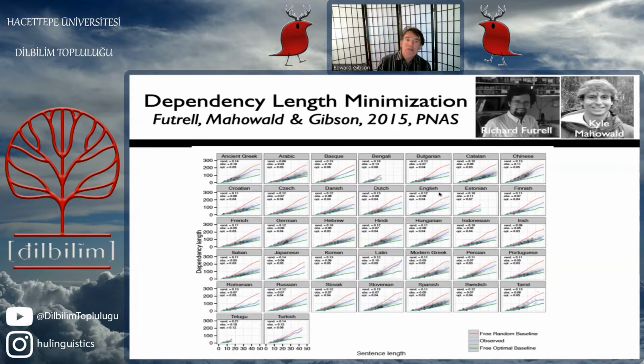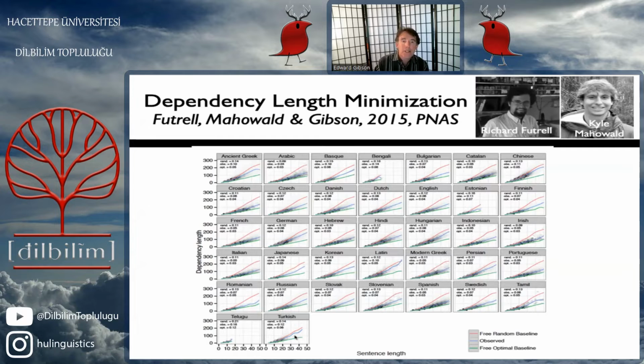Anyway, the point about this figure is that the red line is above the blue line for every language. So even that projective baseline has longer distance dependencies than what people actually say. So all languages are minimizing dependency lengths to some degree.